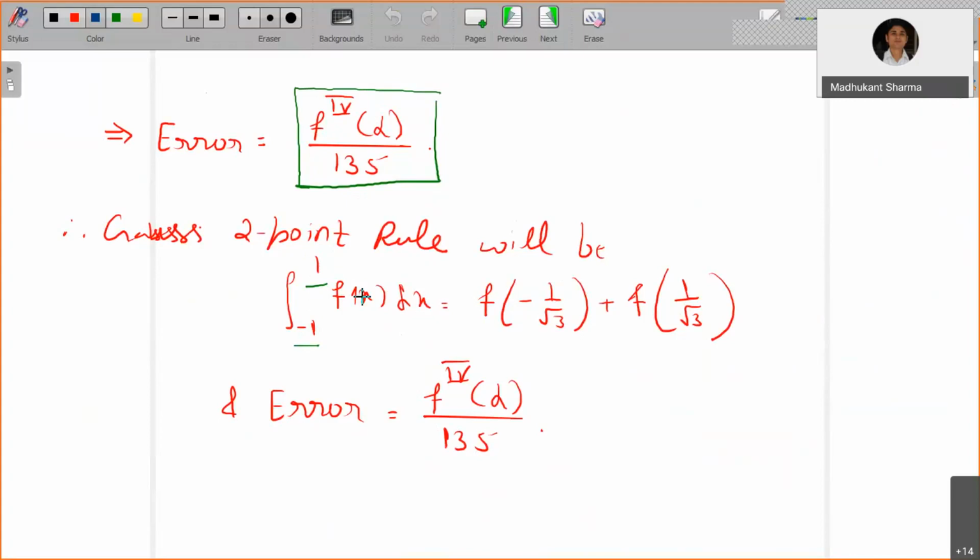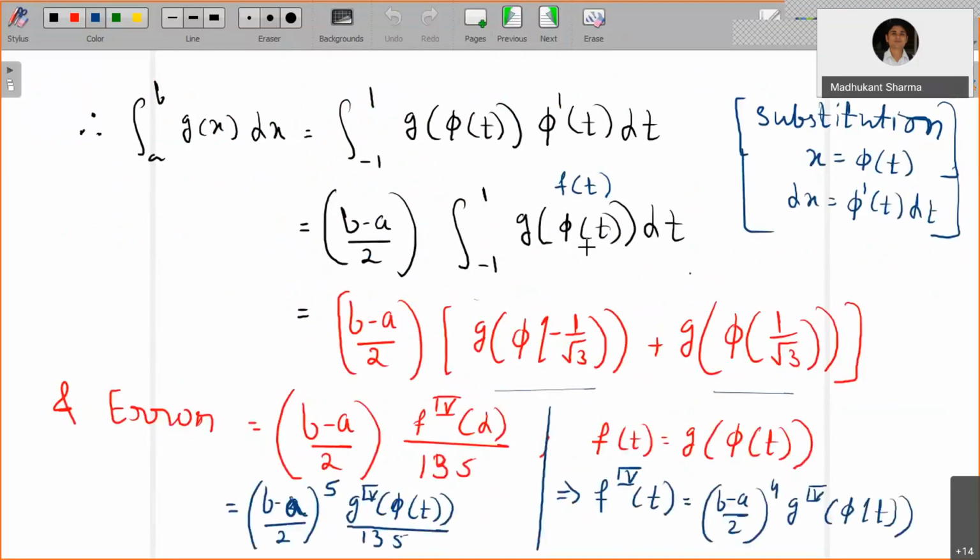If you carefully match what f of t is, g compose phi, and use the chain rule and the fact that phi dash of t is nothing but (b minus a) by 2, then in the fourth derivative phi dash of t comes 4 times. So (b minus a) by 2 to the power 4 will come. Then g fourth derivative of phi of t. So you just replace the fourth derivative with the following formula. Once you substitute here, this is going to be the error formula for the general interval.